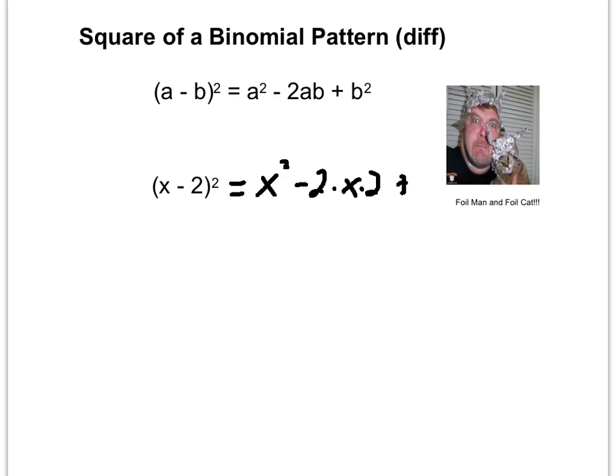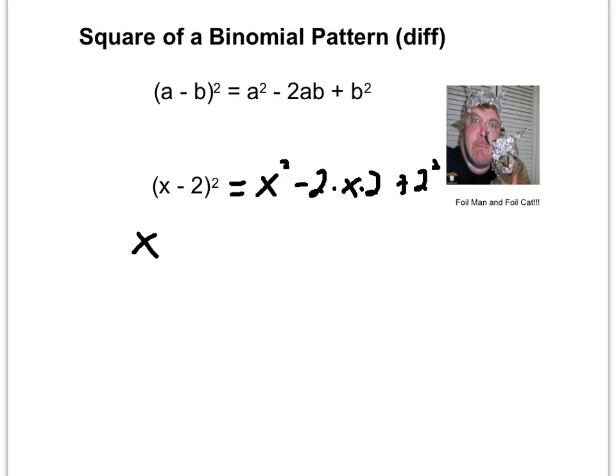Plus the last term squared. Okay? And so again, instead of FOILing this out, we can go ahead and compute this mentally. Once I've got this pattern down, I see it's a binomial with a difference, and it's squared.